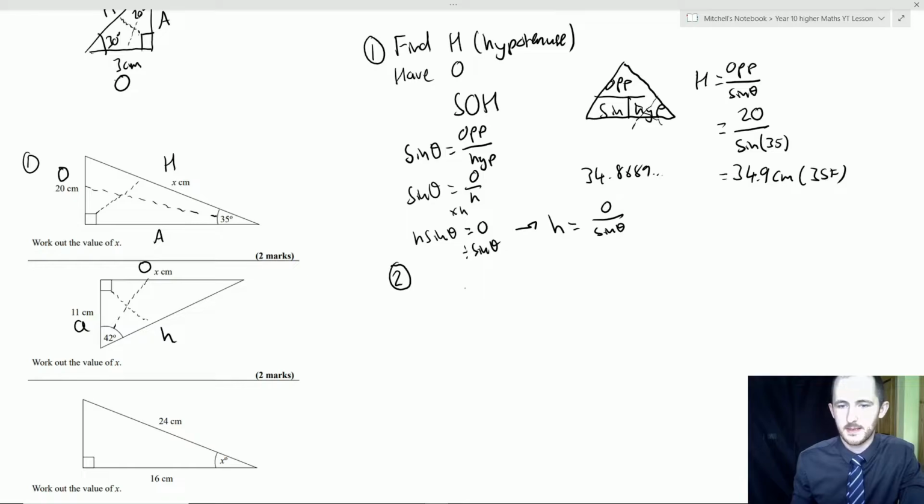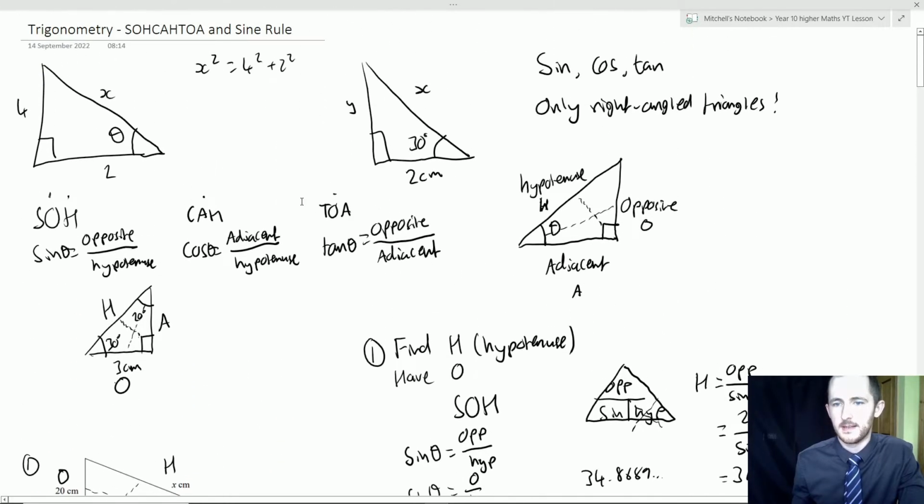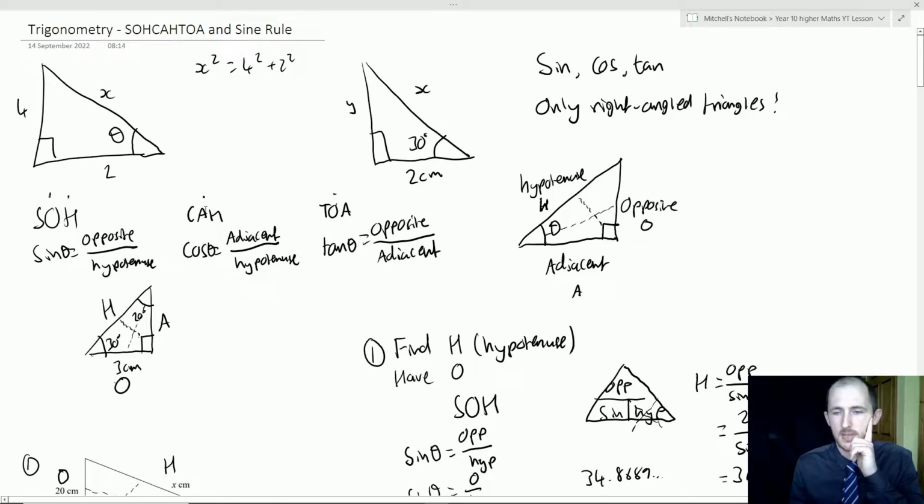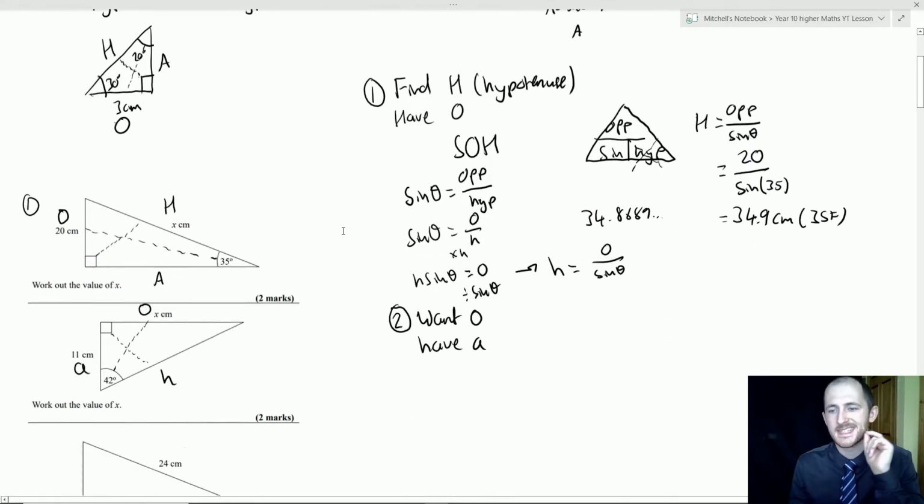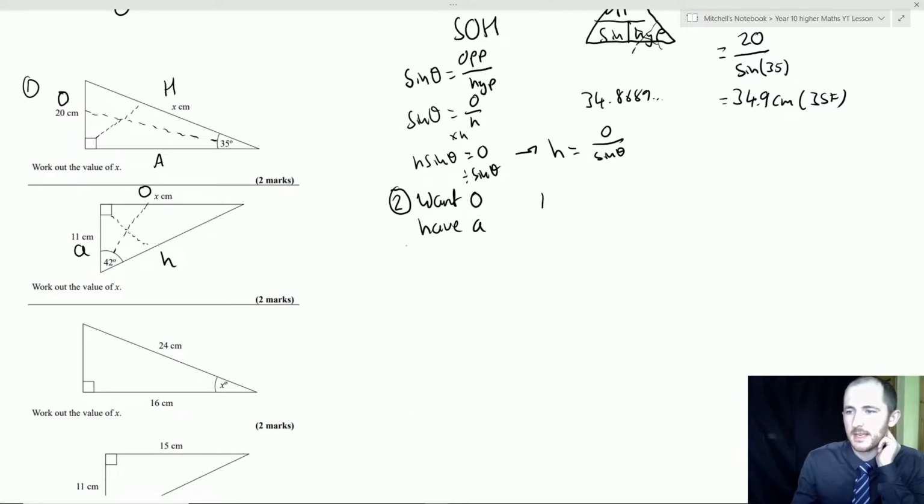In this case, we want O, and we have A. So which one of my 3 things here has O and A in it? Well, it's not this one, that's OH, that's AH, but that's O and A, it's tan. So what we're going to be using is TOA, which is tan theta equals opposite over adjacent. Again, if you want this as a formula triangle, you have O, A, and tan.